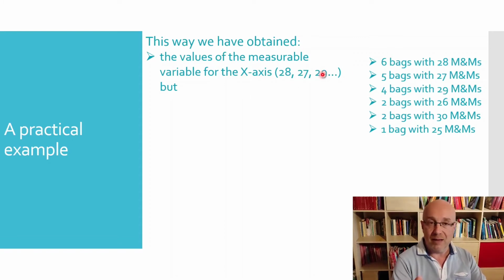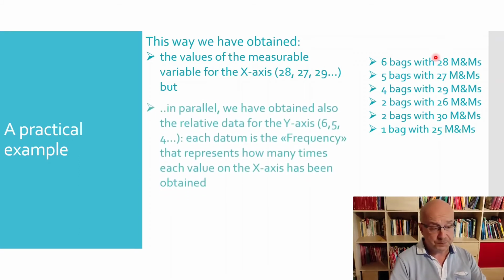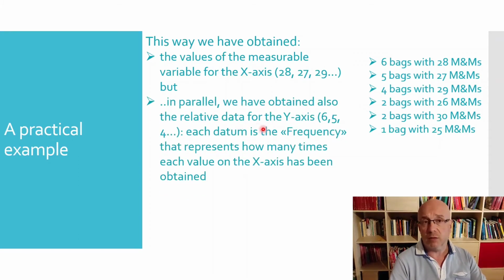These values will reside on the x-axis of the Gaussian curve, while in parallel we have obtained also the relative data for the y-axis. So, as we said before, what resides on the y-axis? The frequency. What is the frequency? How many times the value of the measurable variable has been obtained. In this case, the value of the measurable variable is 28, because the measurable variable is the number of M&Ms in a bag. So 28 has been obtained 6 times, because 6 bags were containing 28 M&Ms.